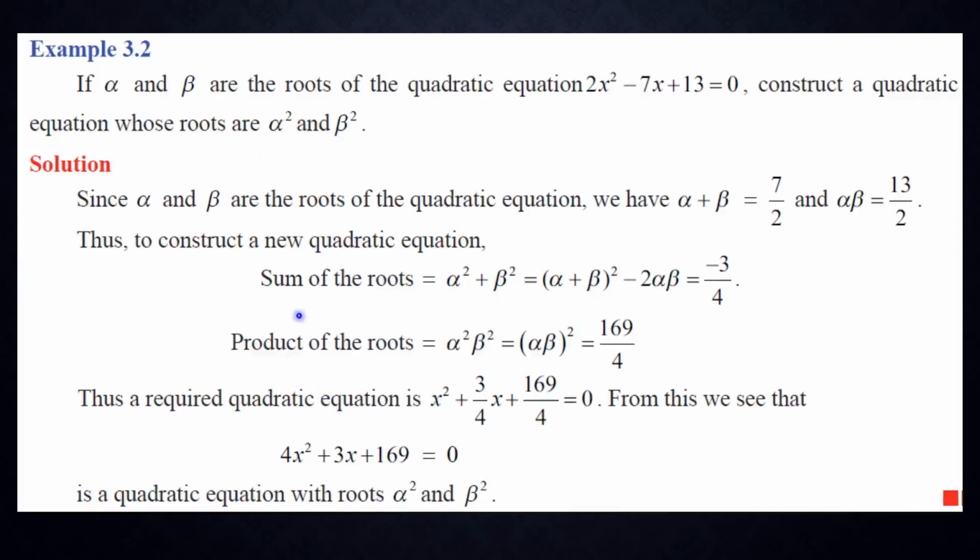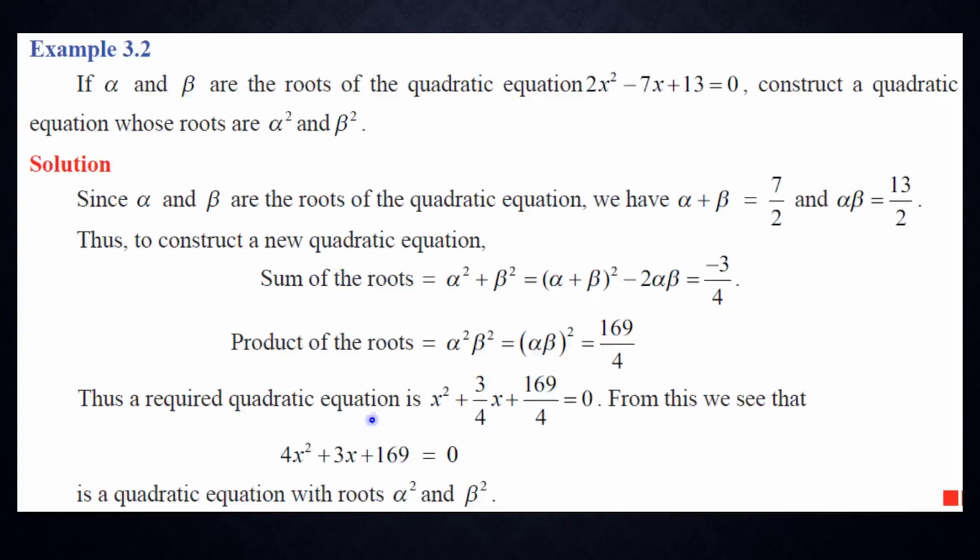For that, the sum of the roots is alpha square plus beta square. For that we have the formula alpha plus beta the whole square minus 2 alpha beta. So I have to substitute the values of alpha plus beta and alpha beta in this equation. After simplification we will get minus 3 by 4. Next, the product of the roots is equal to alpha square into beta square. This may be written as alpha beta the whole square. So the answer here is 13 by 2 the whole square, which means 169 divided by 4.